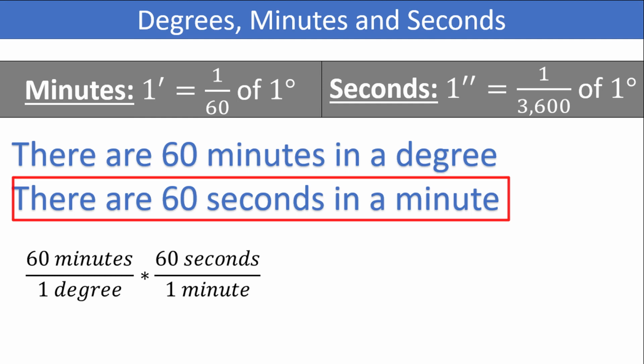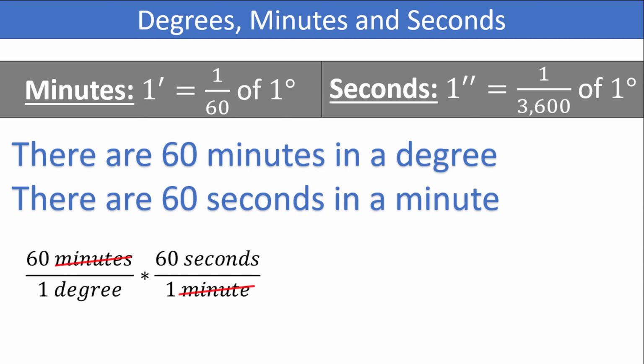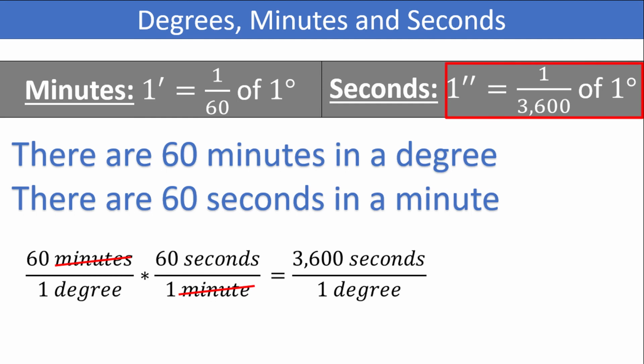If we multiply these two ratios together, the minutes will cancel, and we will have 60 times 60 seconds over 1 degree, which simplifies to 3,600 seconds per 1 degree. Therefore, the original formula holds. There are 3,600 seconds in 1 degree, or, as we initially wrote it, each second is 1/3600th of a degree. Let's look at an example converting from degrees, minutes, and seconds to decimal degrees.